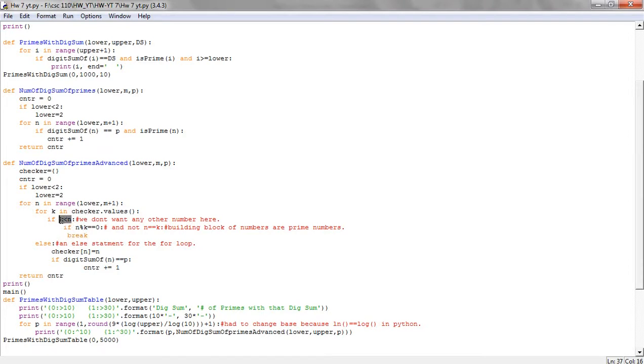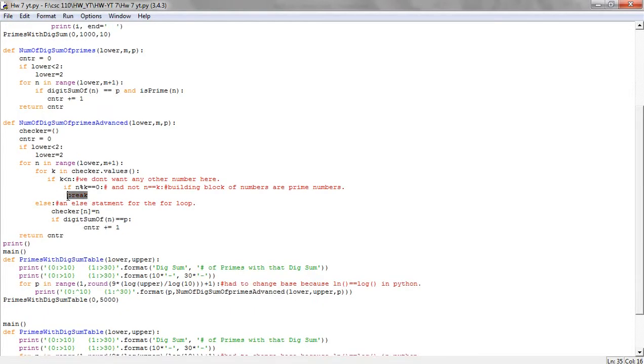And we need it to be less than n, because we don't really care about any other k, because we're looking for prime numbers, and a prime number is defined as a number that has none of the numbers below it as factors. And they will be factors of it if they're divisible. If n is divisible by any k under it, that's why this break is here. Also, if this loop doesn't break, this else clause is executed, as you can see, for this loop over here. When this else is executed, checker of n equals n, and if digit sum of n equals p, the counter goes up.